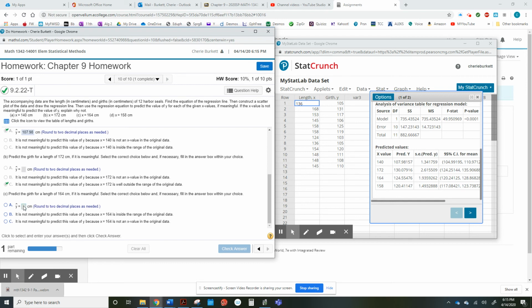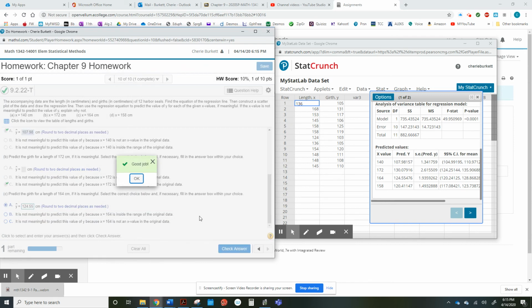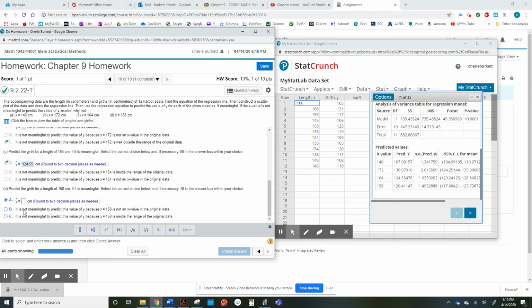So on this one, 164 is 124.55. And then finally, 158 is 120.41.